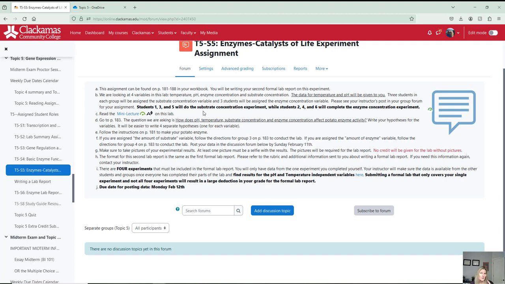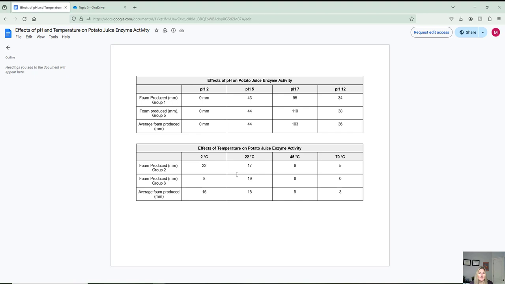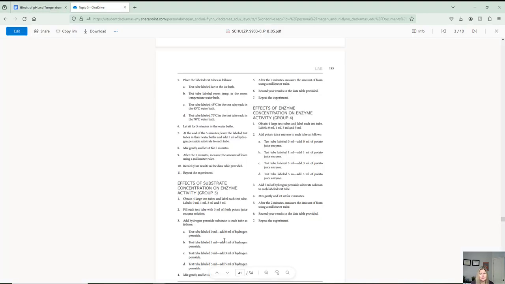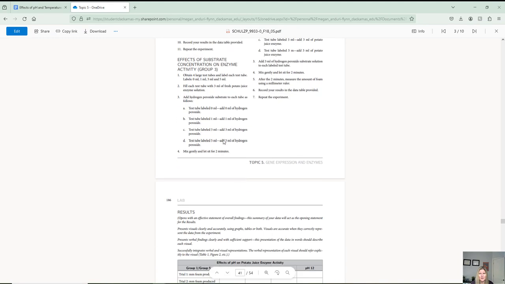So you only do one experiment, but there are 4 experiments that are being conducted. One of them's being done by other students, and the other 2 experiments have already been completed and their data is posted here. You don't necessarily need this data right now. You will be using this data in your lab report number 2, so we'll talk about that later. For now, you're just reading the directions for your assigned experiment and completing it as such.